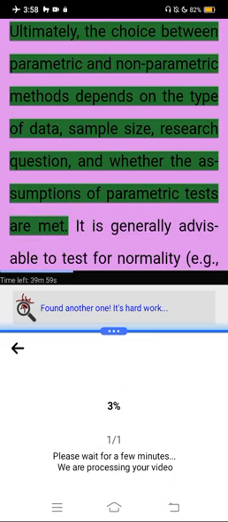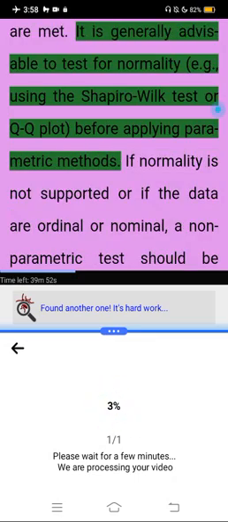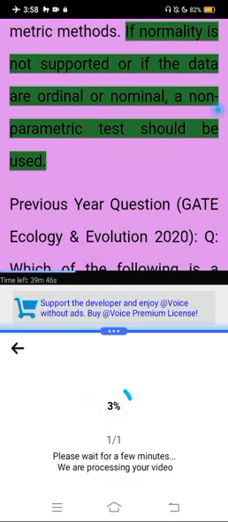Ultimately, the choice between parametric and non-parametric methods depends on the type of data, sample size, research question, and whether the assumptions of parametric tests are met. It is generally advisable to test for normality, e.g., using the Shapiro-Wilk test or QQ-plot, before applying parametric methods. If normality is not supported or if the data are ordinal or nominal, a non-parametric test should be used.